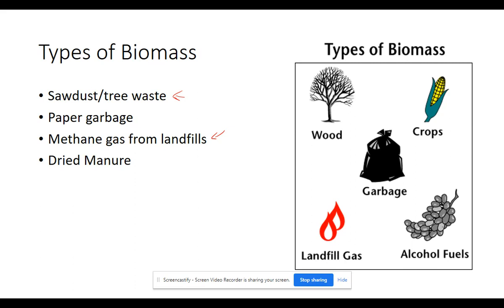When they make landfills and pile up all the garbage, they'll put pipes in there to collect the methane and burn it, which is good because it gets rid of the methane so it's not going out into the environment, and plus you get to make some electricity out of it. So that's extra great. Dried manure, same thing. A lot of times at a dairy farm or something like that, they'll collect the methane out of the manure and be able to use that for electricity.